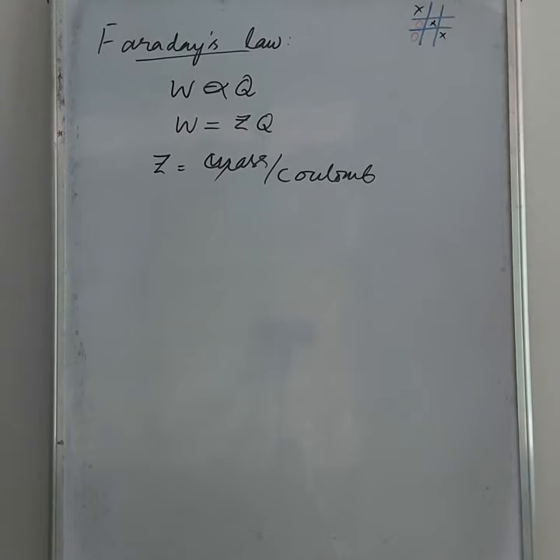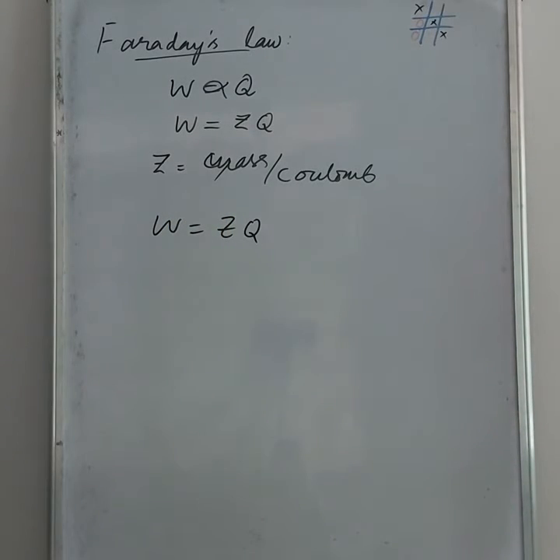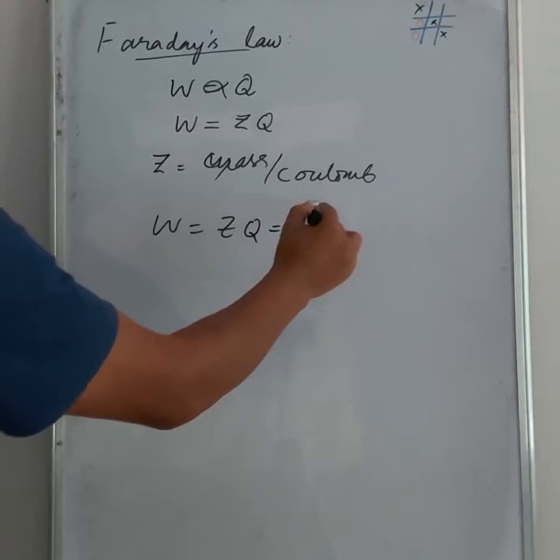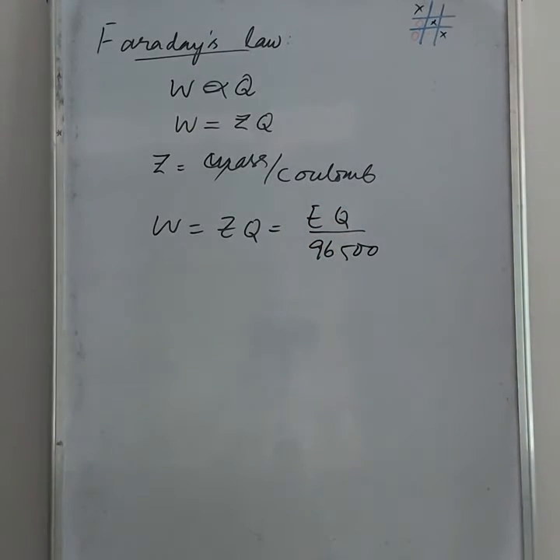when equal charge is passed through two or more electrolytic cells connected in series, the mass deposited at the electrodes will be in the ratio of their electrochemical equivalents. That is, W is still equal to ZQ, or it's equal to EQ over 96,500. That is one coulomb. So that is our second law.